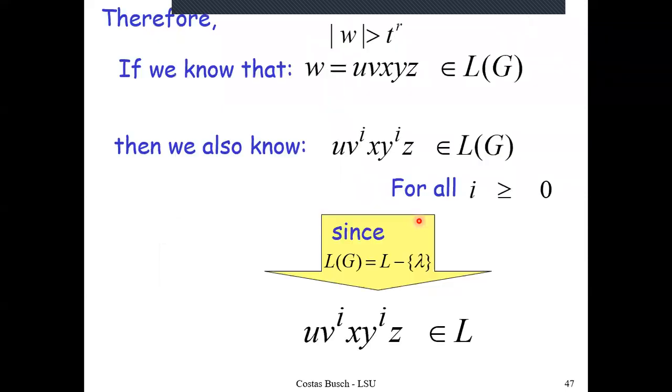Okay, great. So the thing so far is that if the length of some string is greater than d r, that string can be decomposed into five substrings, and in those five substrings you will find two substrings V and Y that can be pumped in as many times as you may please, but with the constraint that there would be as many copies of V as there are copies of Y.